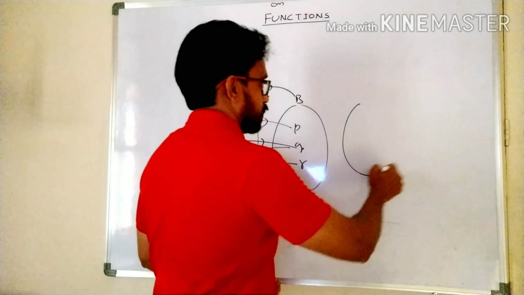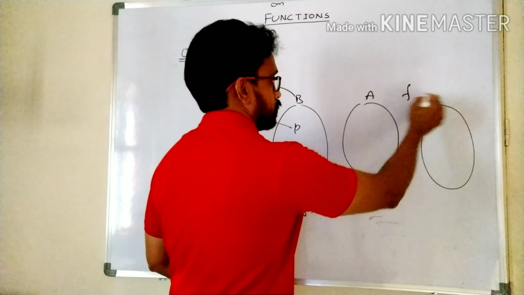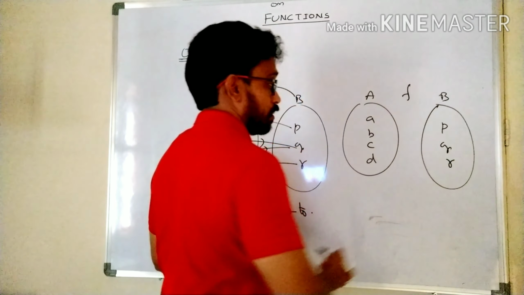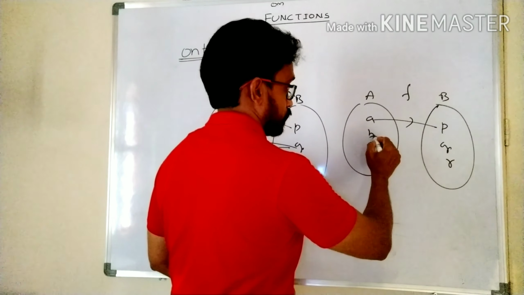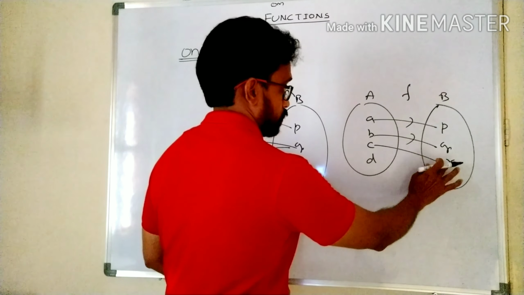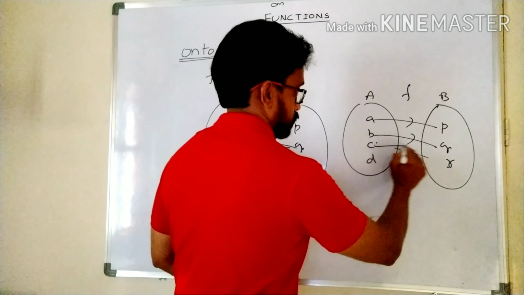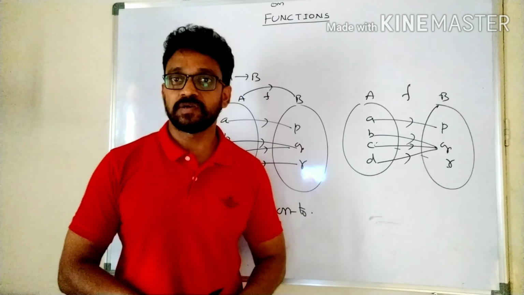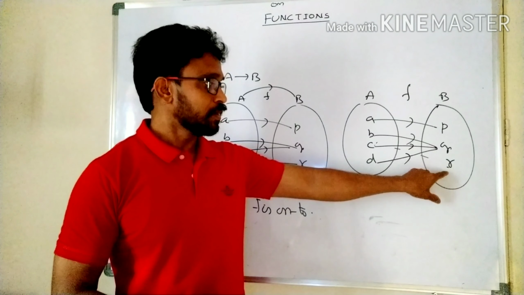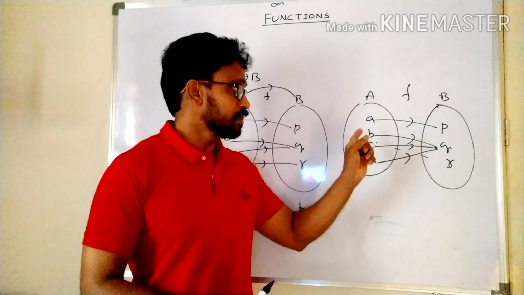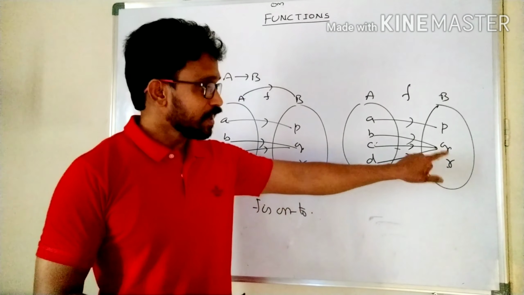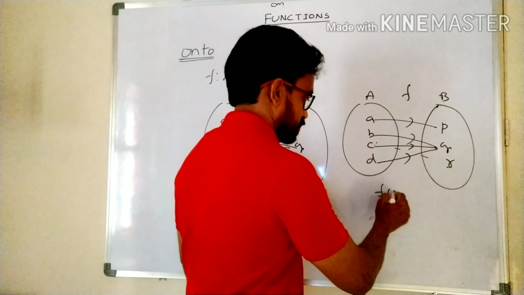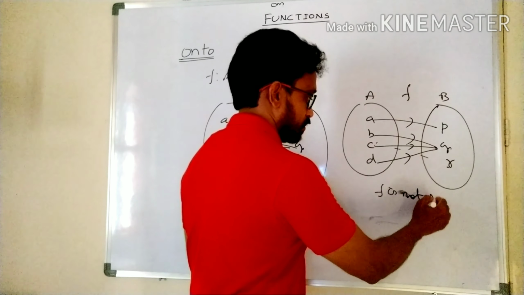Okay. Now one more example I will give. a, b, c, d are some elements in the domain and p, q, r are elements of the codomain. a to p, and so on. Yes, very clear. This is also a function but not onto. Why? Because the element r has no preimage in the domain. r is the free element in the codomain. That's why here f is not onto.